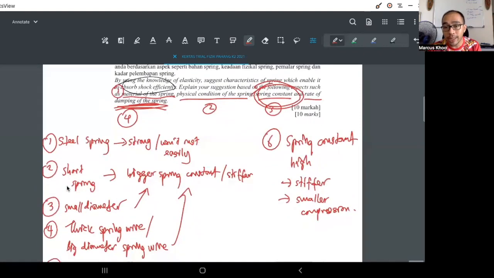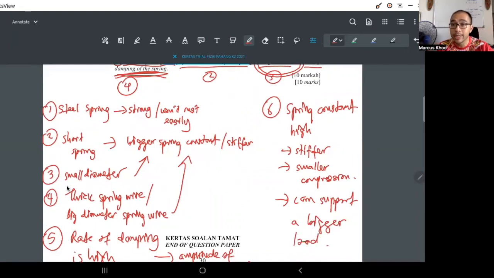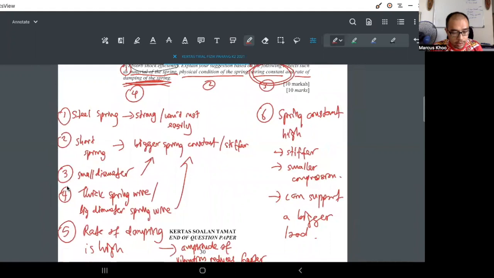And the way to make it stiffer is to use materials with a high spring constant. When it is stiffer, you will have smaller compression. Usually things that are stiffer, with smaller compression and high spring constant, can support a bigger load. Dia boleh menampung benda atau orang atau objek yang lebih berat, that is heavier. Without it, dia hilang dia punya kestabilan semua lah. So these are the answers for this.